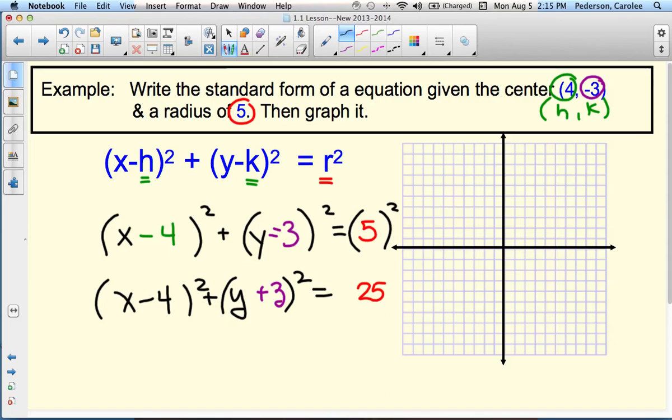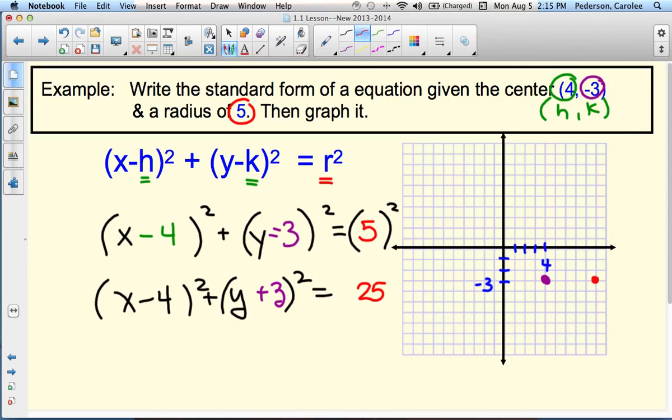Now let's go ahead and graph it. So when you graph the circle, you start with the center first. So we're going to go over 4, and then down 3, -3. 1, 2, 3. So we'll create our center. And now our radius is 5 units. So we're going to go 5 units in all 4 directions. Right, left, up, and down.